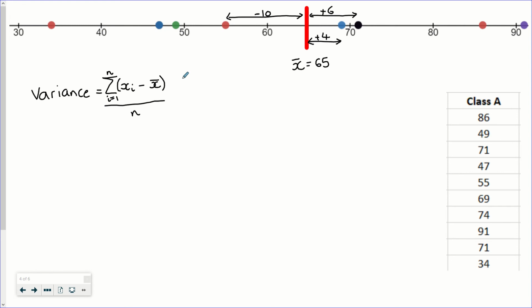So the way that we avoid minuses in our calculation is we square the distances. So the numerator is the sum of the squared distances to the mean. If we were to calculate that variance for this data, we're going to start with the first data point, x1 equals 86, and we're going to do 86 take away x bar, which is 65, and square it to make sure it's positive. And we're going to do the same for each of those data points and add up the answers.